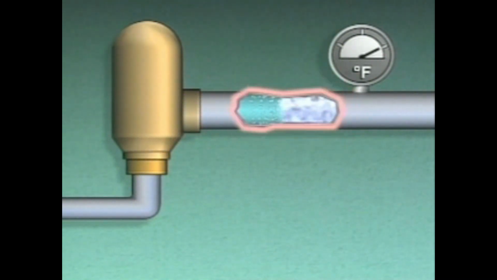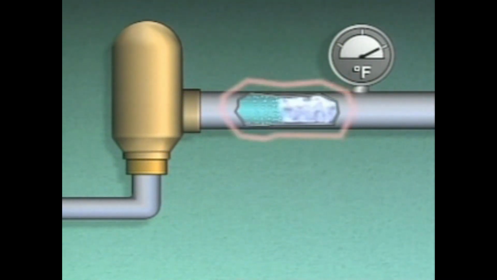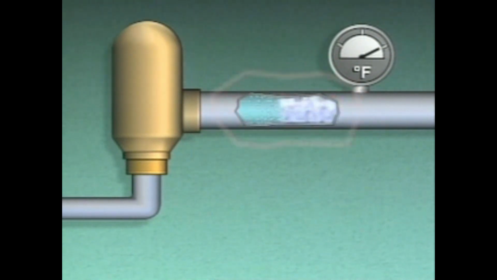As heat transfers to the refrigerant, it begins to boil or vaporize. The refrigerant then flows past the thermometer and absorbs heat from the thermometer and the area around it. The temperature indicated on the thermometer decreases as the liquid refrigerant flows by, absorbs heat, and becomes a vapor.